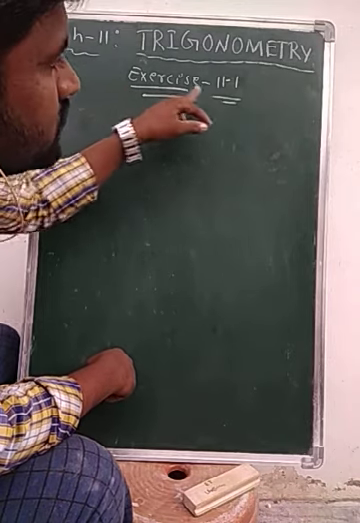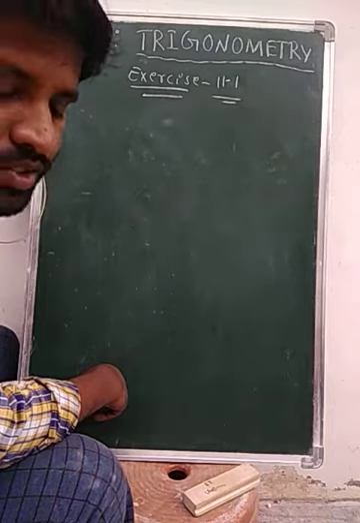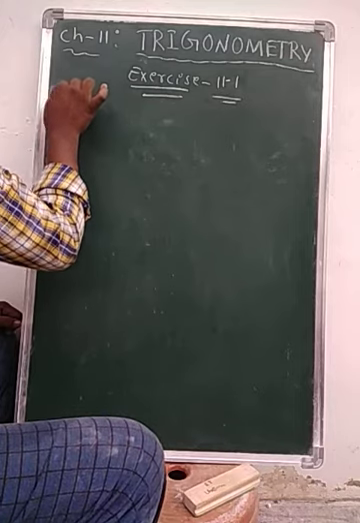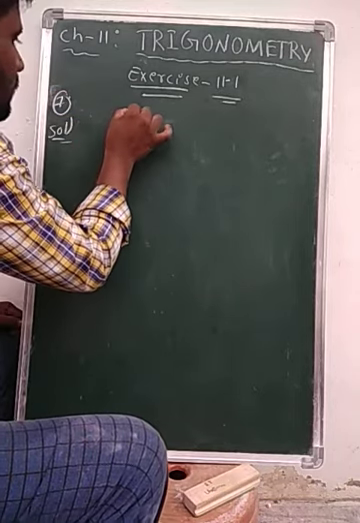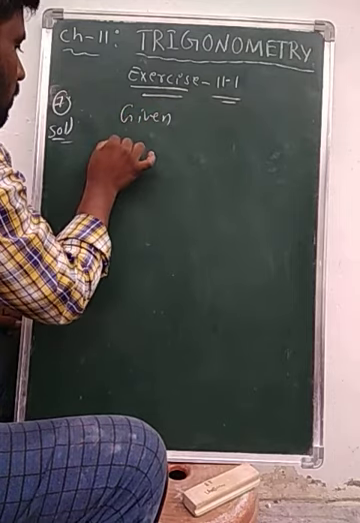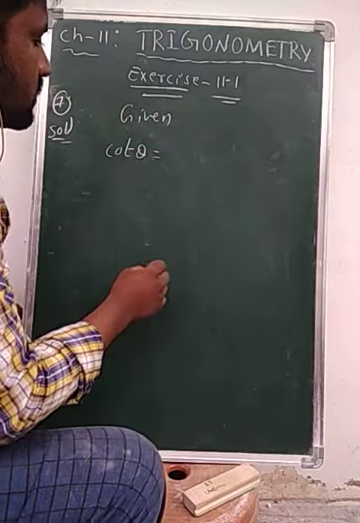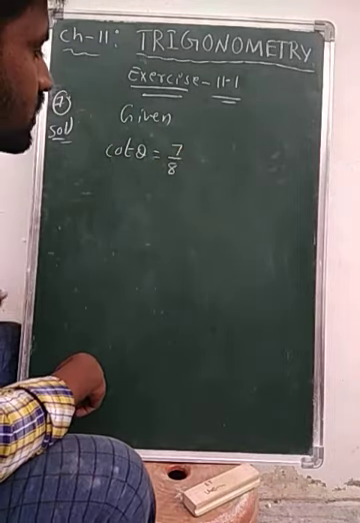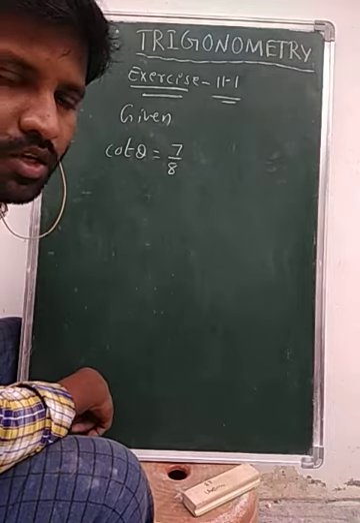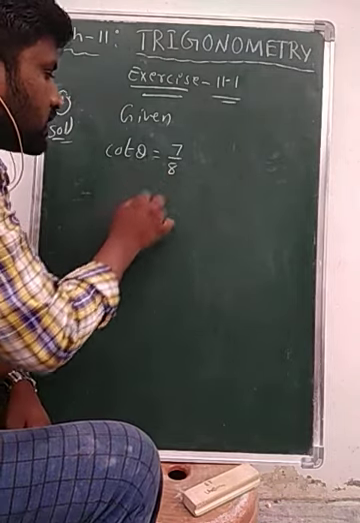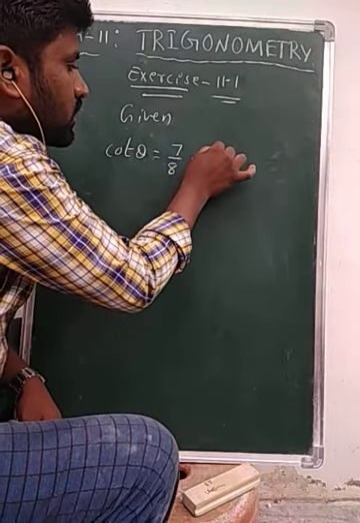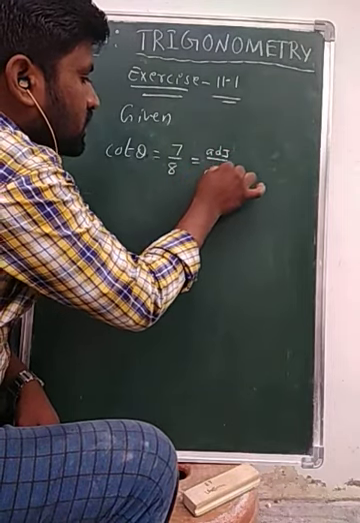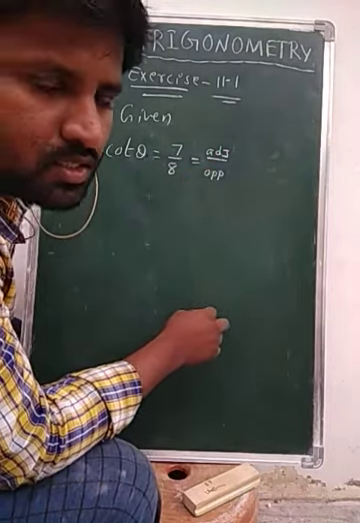In that exercise 11.1, seventh question. The question is given in that given data: cot theta is equal to 7 by 8. We know in T ratios, cot theta is the length of the adjacent side by the length of the opposite side. Simply adjacent by opposite.